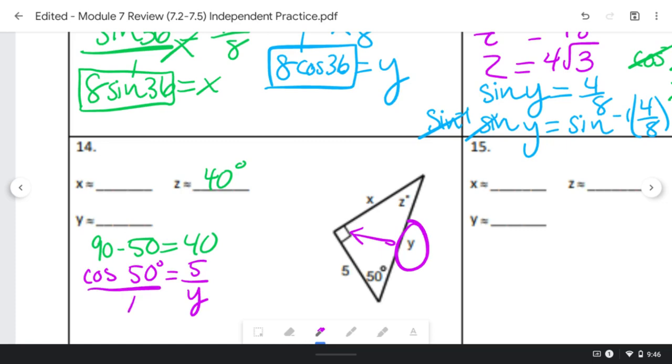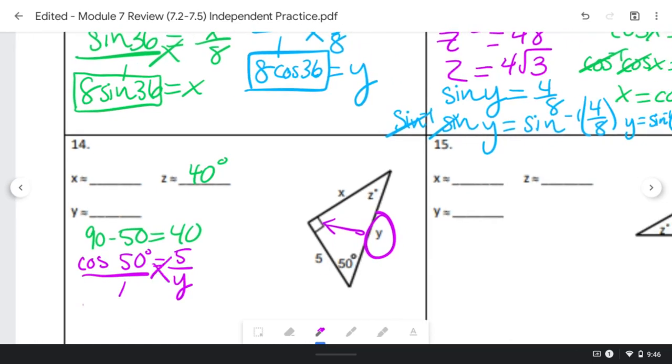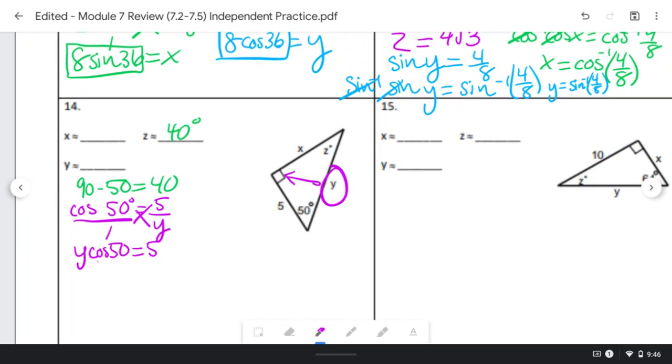And I put this over 1, and I cross multiply. So y cosine of 50 equals 5. And then I divide cosine of 50 from both sides. So this is what you'll be plugging into your calculator, 5 divided by cosine of 50. And if you plug that into your calculator, you're going to get about 7.8 when you round it to 1 decimal place.